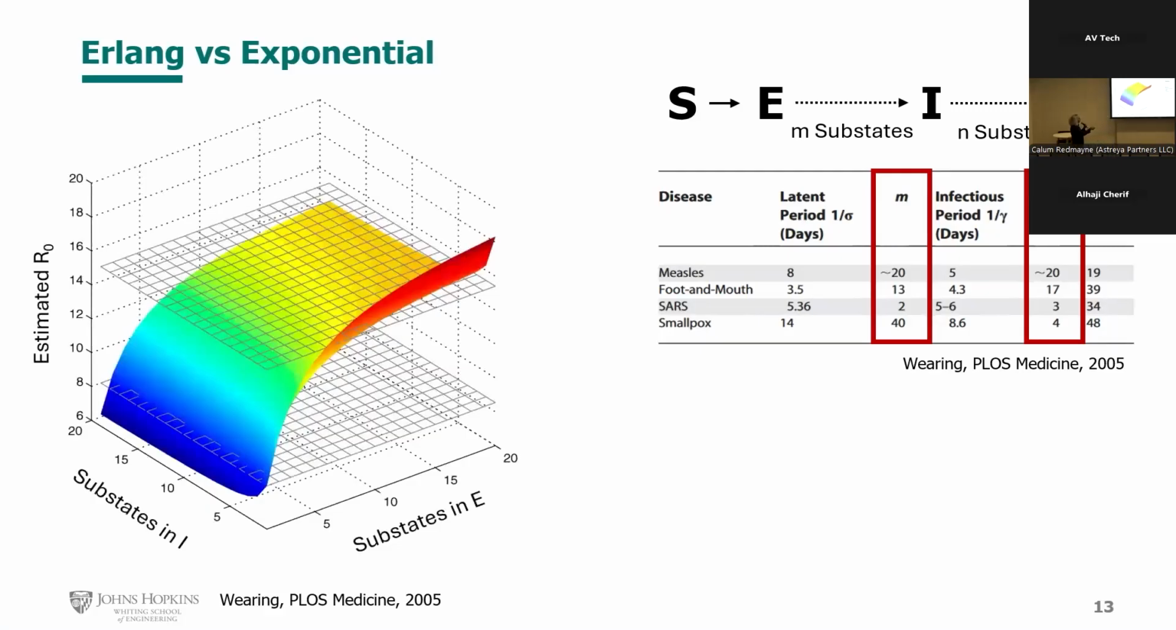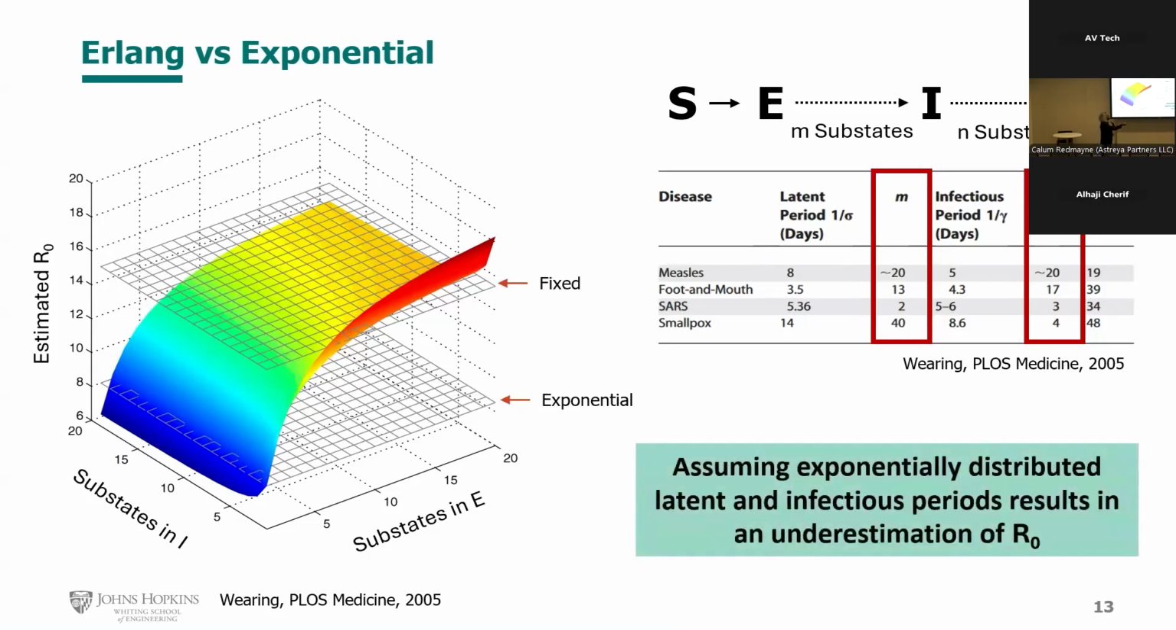So we have this 3D figure. The X and the Y axis are just the number of substates in the E and the I state. What they're doing is observing the estimated R0 value from varying assumptions of how many substates you have, and you have this huge surface over here. If we were to assume that E and I were purely exponentially distributed, all the R0 values would fall on this grid over here. And if we assumed a fixed time delay of some value, it will be there. The main point I'm trying to make is that when we assume exponentially distributed infectious periods, we can get different values of R0 from this estimation.